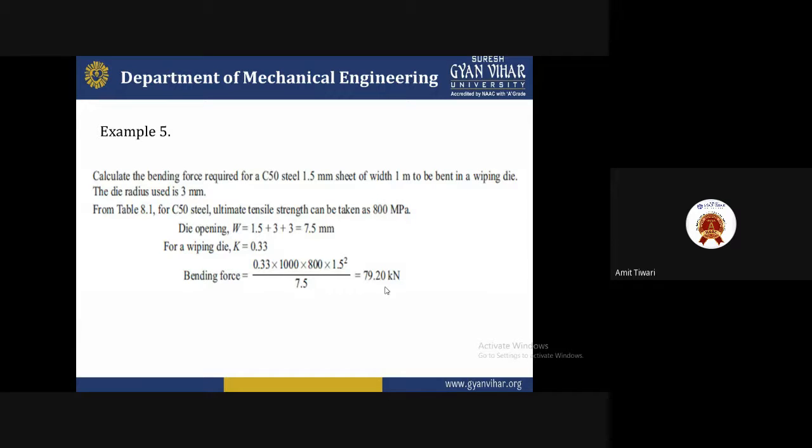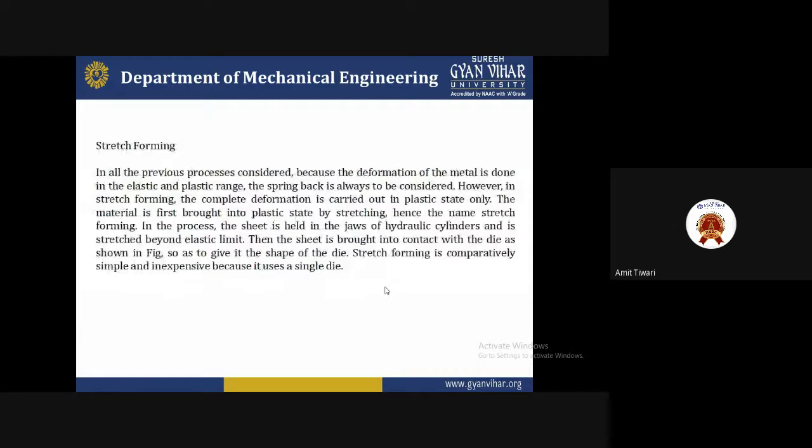This bending force is for the material which we are using, the 550 steel. So this ultimate tensile strength indicates the material, and the die opening, wipe die, and bending die to be used, which we have to consider. So these are some specifications: steel tensile strength can be taken as 800 megapascal, and die opening W is equal to 1.5 plus 3 plus 3, which is equal to 7.5. So these are the objectives we have to consider.